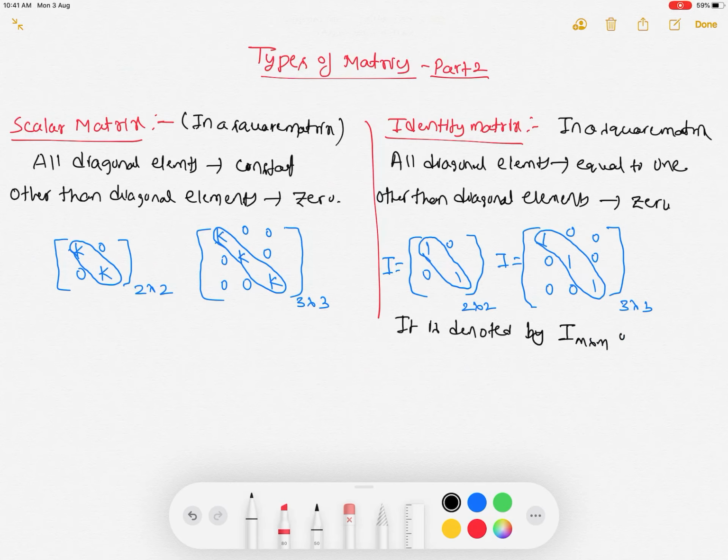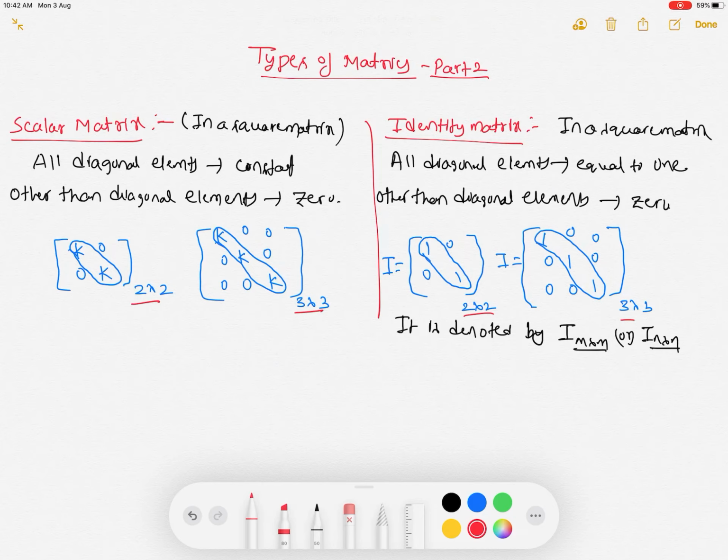We denote it as I m by m or I n by n, because it should be a square matrix: the number of rows and the number of columns should be equal, and only then can you call it a square matrix. To become an identity matrix it should be a square matrix. To become a scalar matrix also it should be a square matrix. So the next matrix is the null matrix.